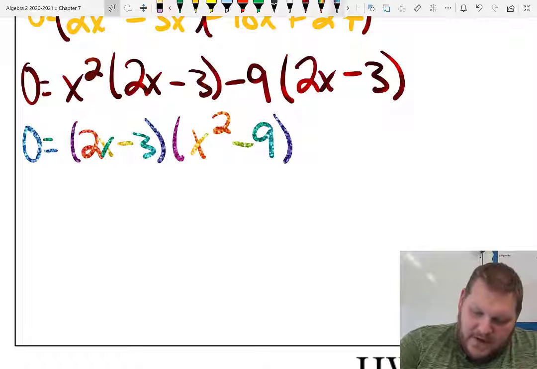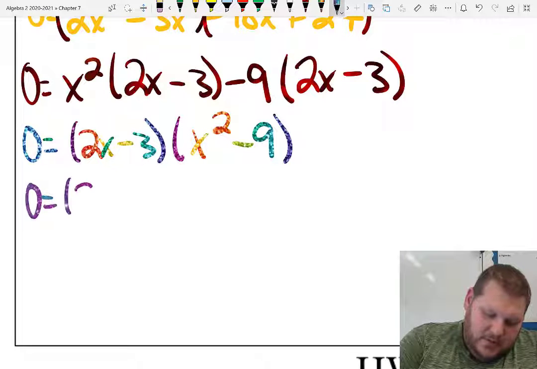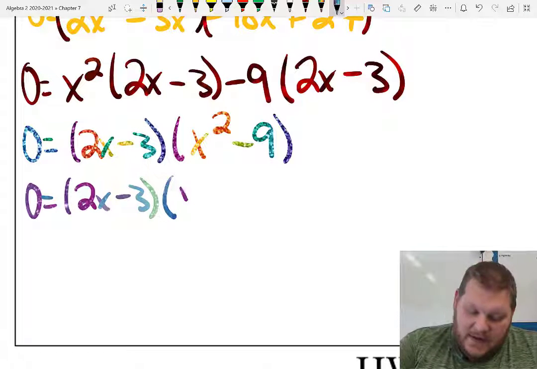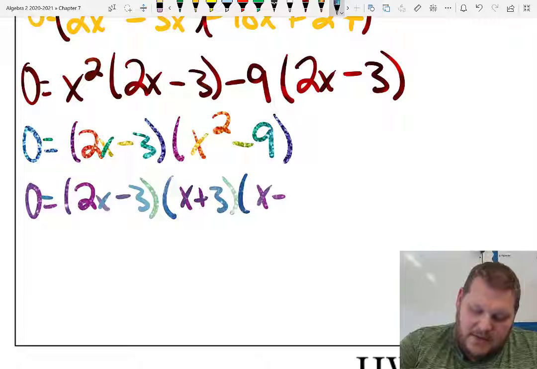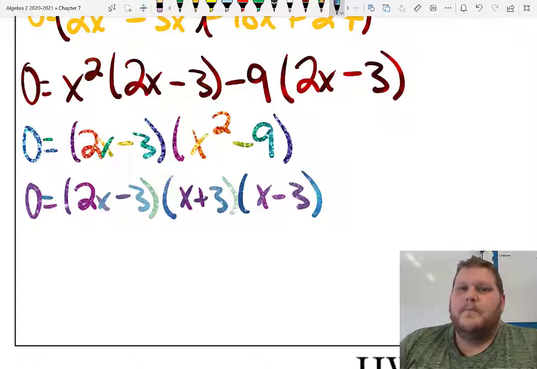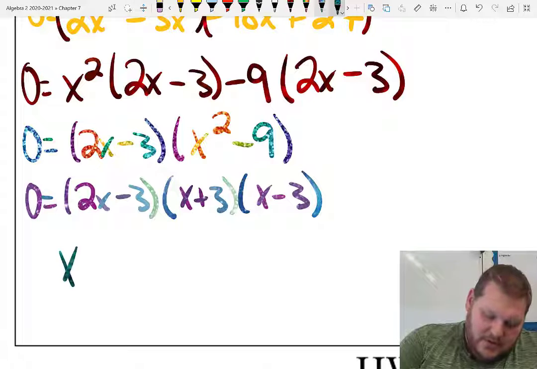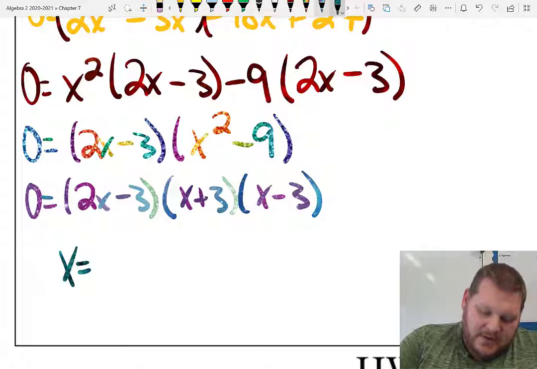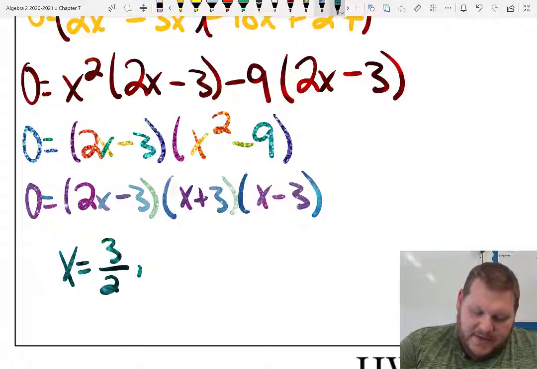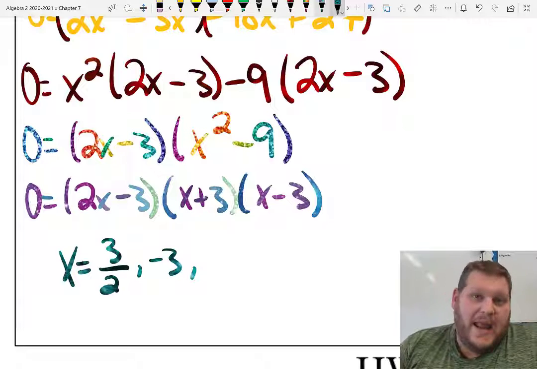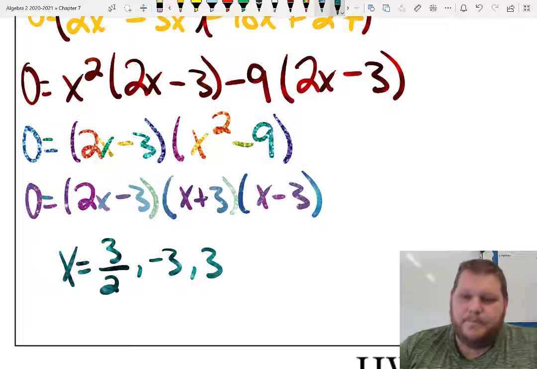So finishing factoring up there, 0 equals 2x minus 3 times x squared minus 9, which factors into x plus 3, x minus 3. If I set each of those parentheses equal to 0, which is how I find my three solutions, 2x minus 3 equal to 0, I would add 3 and then divide by 2, so 3 over 2. x plus 3 equals 0, I would subtract 3 on both sides, so I get negative 3. And then x minus 3 equals 0, I would add 3 and get 3.